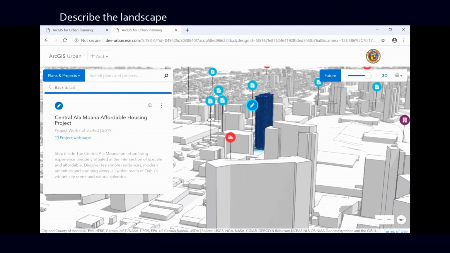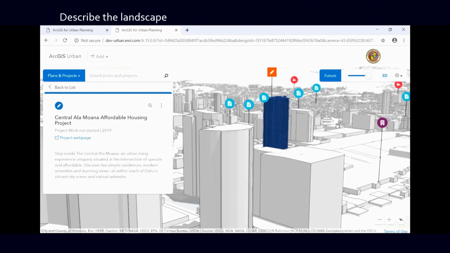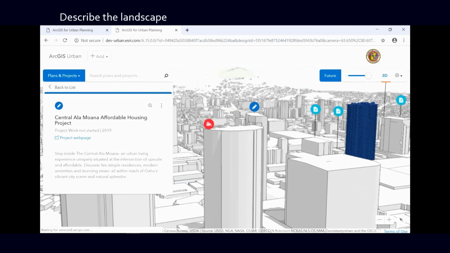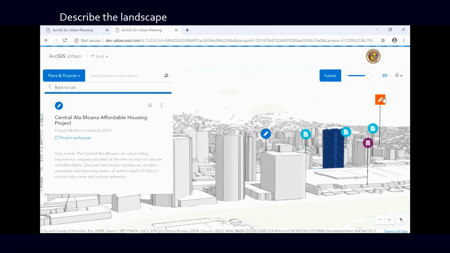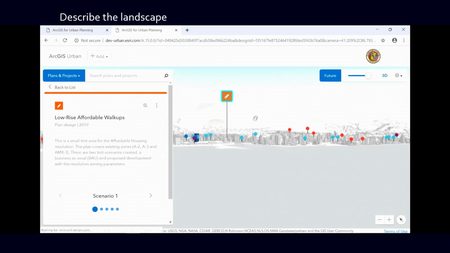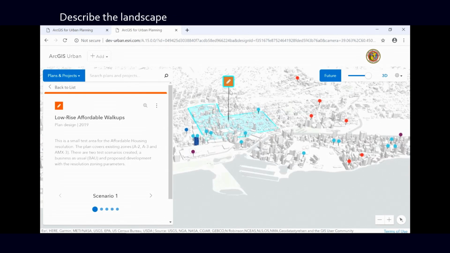This is also very important for us because we're looking at using this as a way of improving not only our plan review process, but also our permitting review process. Now we're going to start looking at where our plan is at, our low-rise affordable walk-ups.